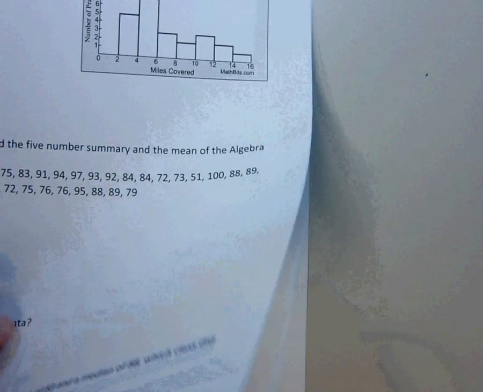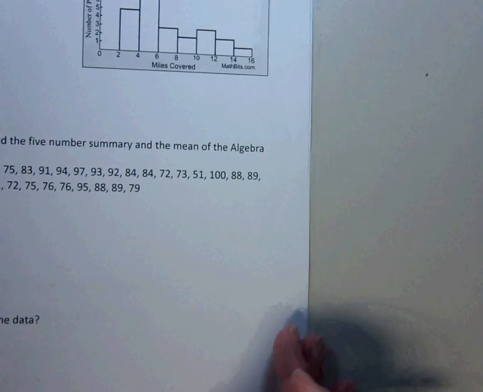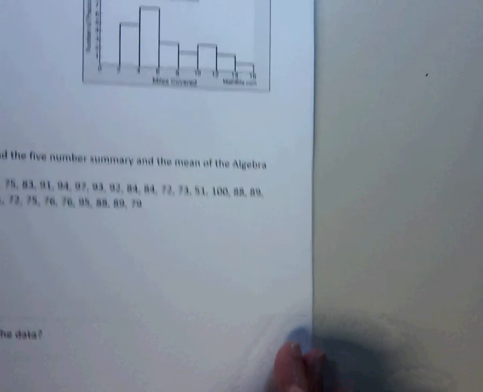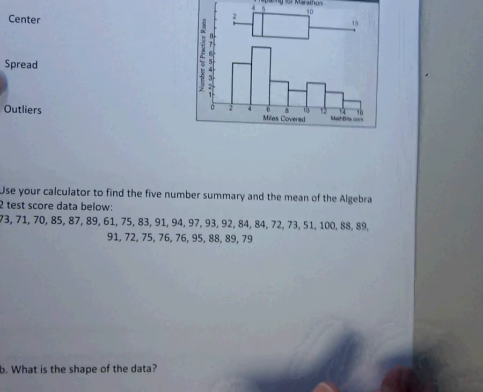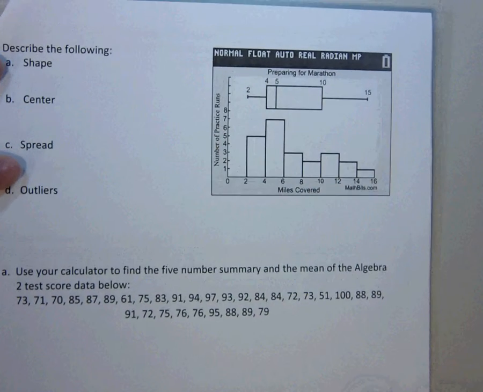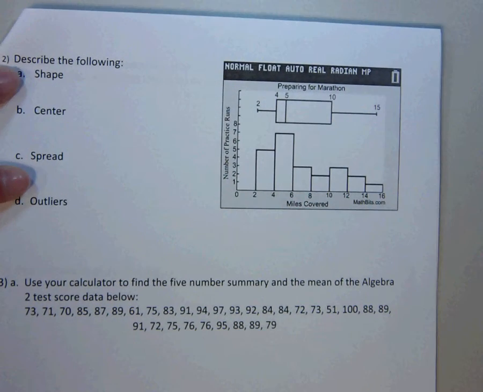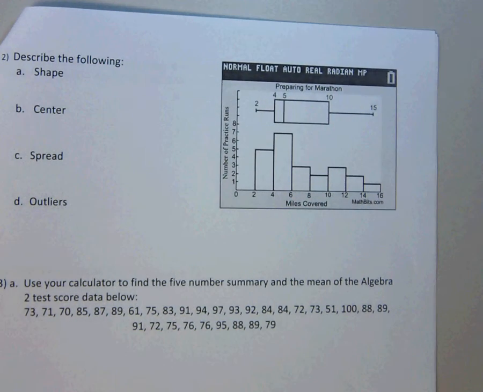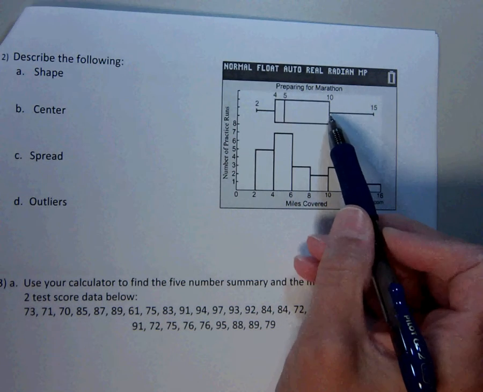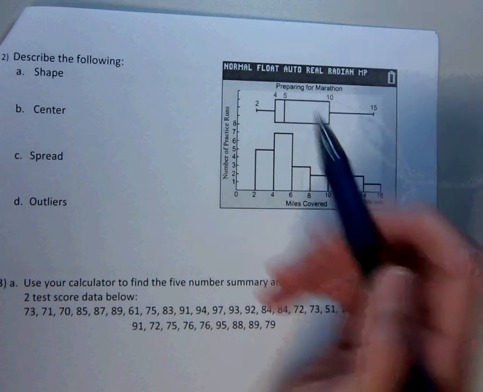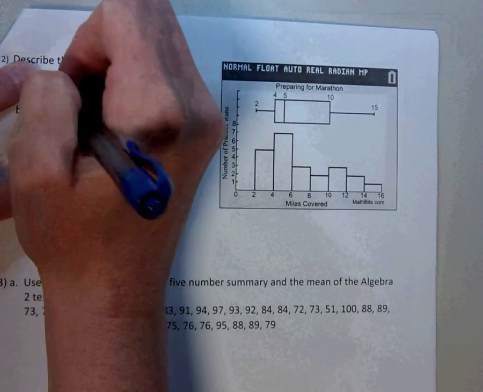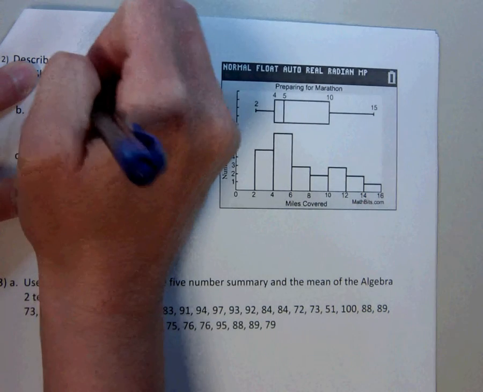So on this page is really just a few pages of review. So we'll go through one question together, number 2. And what it's going to do is ask you to describe the following: shape, center, spread, and outliers. So this is called a combination box and whiskers plot with a histogram. So when you look at this, it looks as if the tail is longer to the right. So we're going to say that that shape is then right skewed.